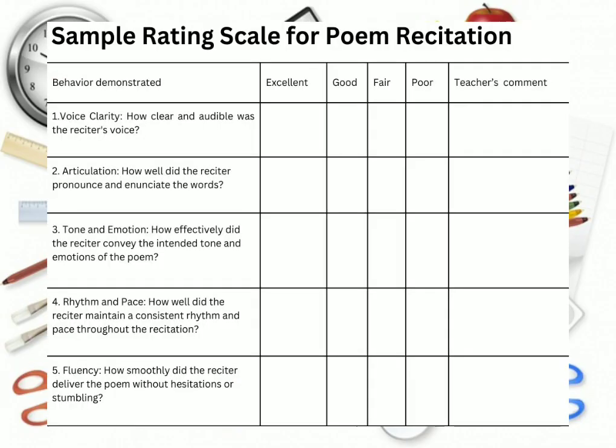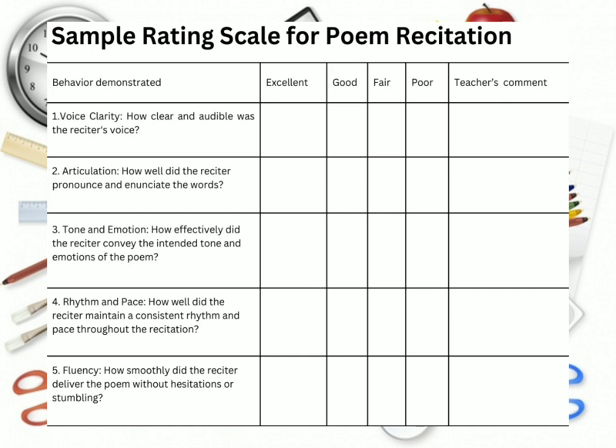Now, first things first, here's a sample 10 item rating scale for a poem recitation. First, voice clarity. How clear and audible was the reciter's voice? Second, articulation. How well did the reciter pronounce and enunciate the words? Third, tone and emotion. How effectively did the reciter convey the intended tone and emotions of the poem?